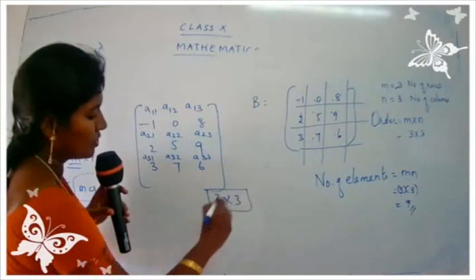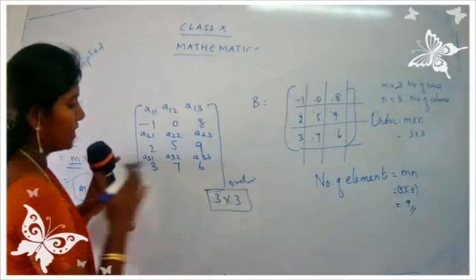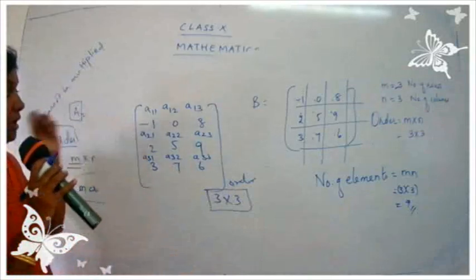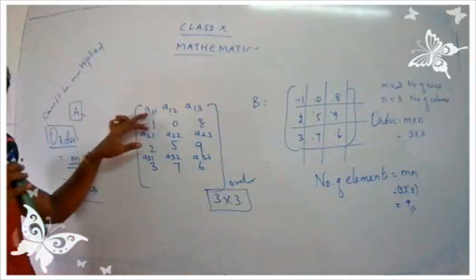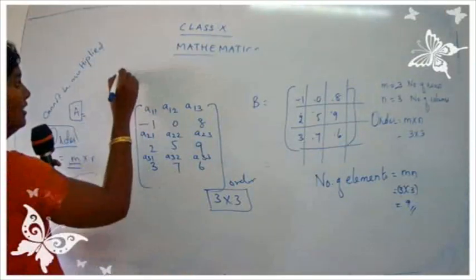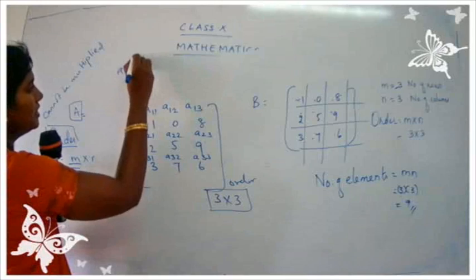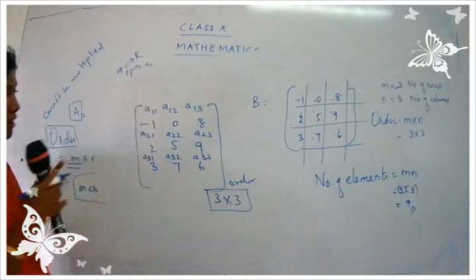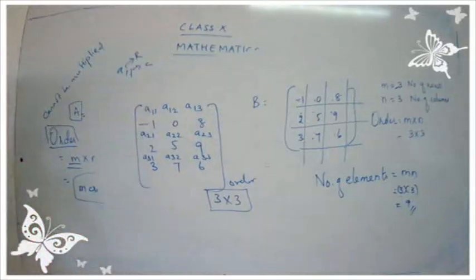That is the order. What was the order here? It was 3 by 3. So I am just taking a 3 by 3 matrix. So what is the first element? How to read the first element? A11. What do you mean by A11? A11 means the first row, the first column.